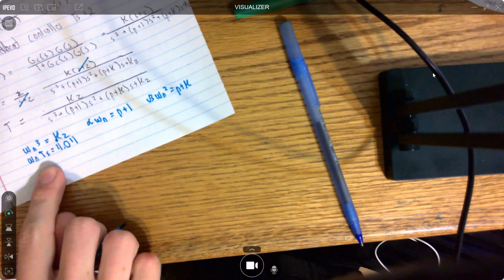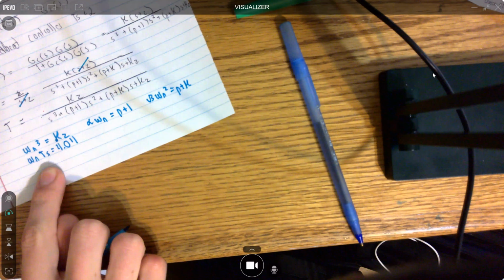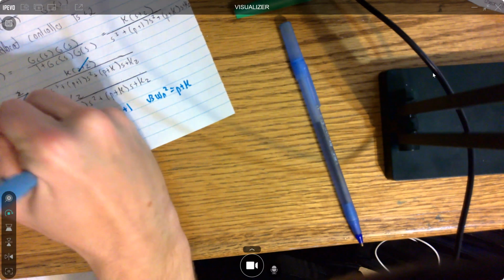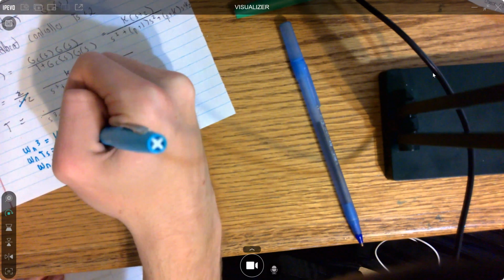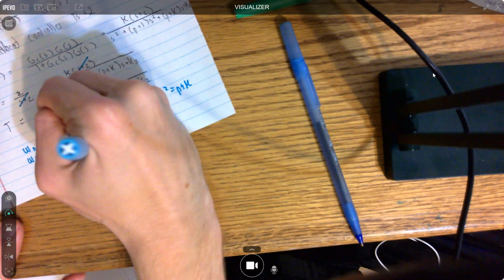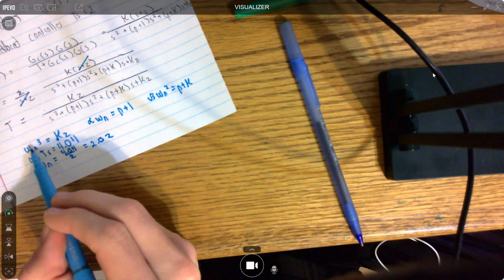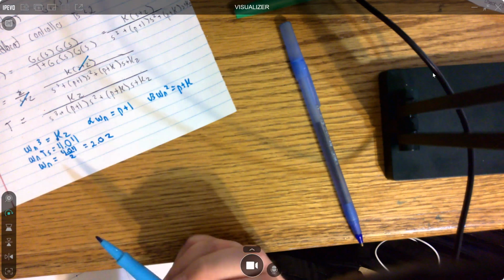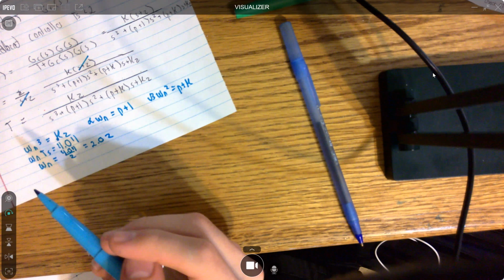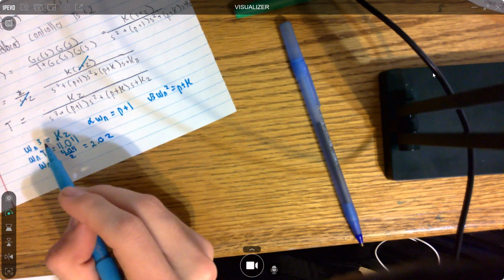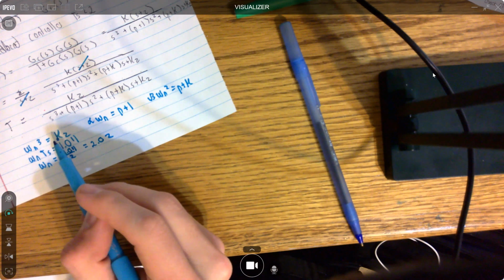So if we have our T of S equal to 2 seconds, omega n is equal to 4.04 divided by 2, which is going to be 2.02 for omega n. And now, if we know our omega n is equal to 2.02, then omega n cubed is just going to be 2.02 cubed. And so that'd be 8.24 for KZ.